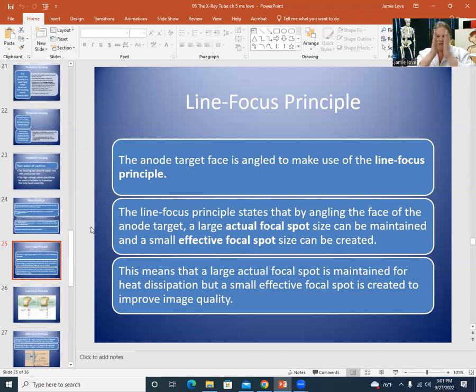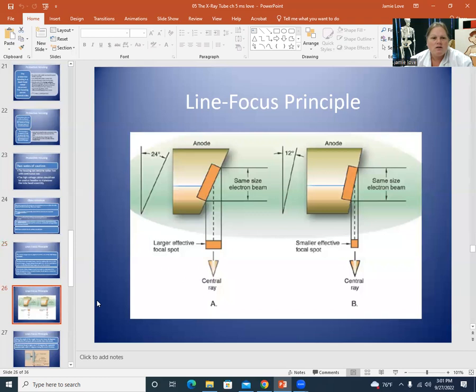The effective focal spot is the beam coming down out of the tube. We're going to have a larger actual focal spot to make it hit a bigger area on our target disk, but we want, this is kind of weirdly worded on here, a smaller effective focal spot. So let me show you that in a drawing. Here's two different anode angles, a 24-degree and a 12-degree, and you can see the electron beam coming across and hitting it. We draw it out on the board, and then we can measure from top to bottom to see where our beam is coming out with our central ray, and these are our effective focal spots.